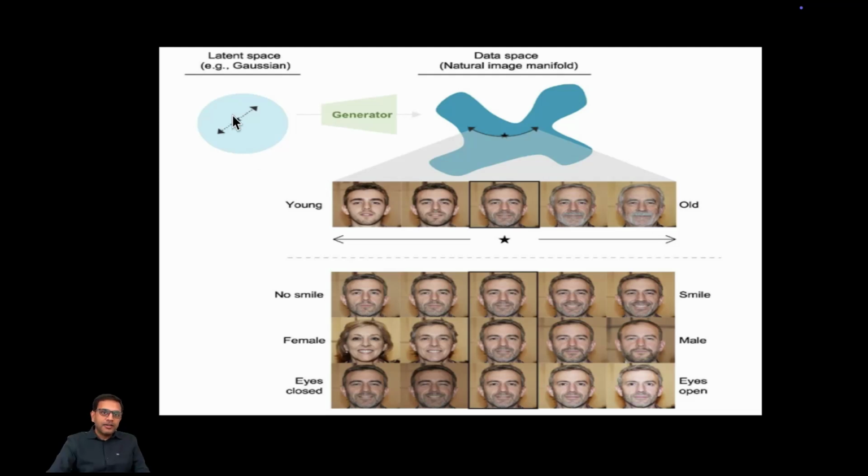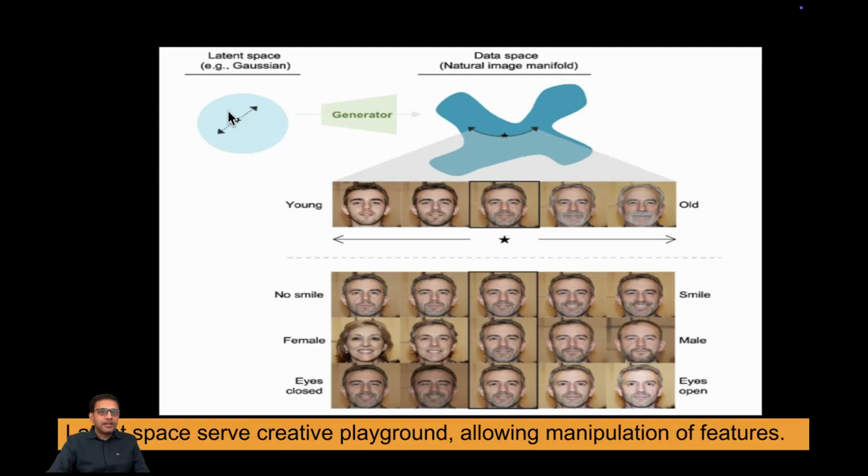If you move it in a different direction, in a different dimension in the latent space, it could be showing a spectrum of no smile to smile and eyes closed to eyes open, for example. So what we see is that the latent space is actually serving as a creative playground, which is very conveniently allowing the manipulation of the features. And this is what leads to the generative capability of images by the model.